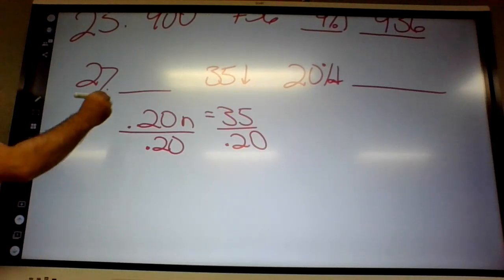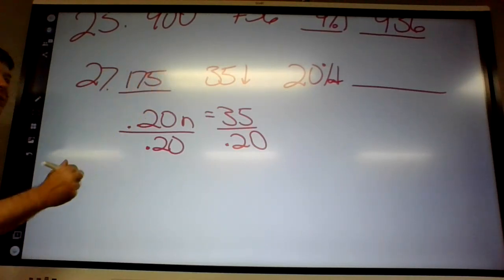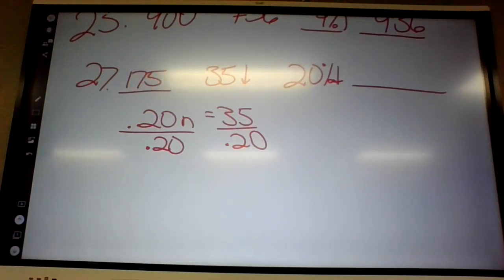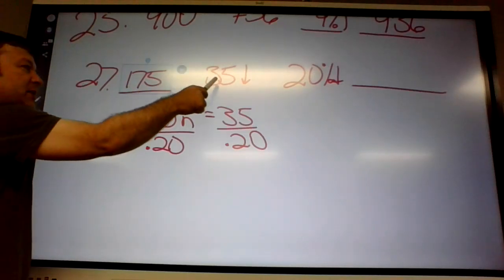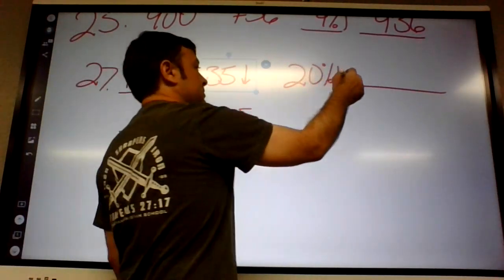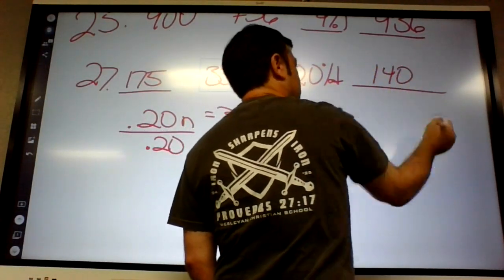175. So yeah, I'm using the tricks. I'm using the 20% of this number, just like we do on those written problems. You guys are pretty good at the written problems, so if you can just interpret it into one of those, you should be good. 175. So it's 175, and then it's going to go down 35. So 140. So the new is 140.